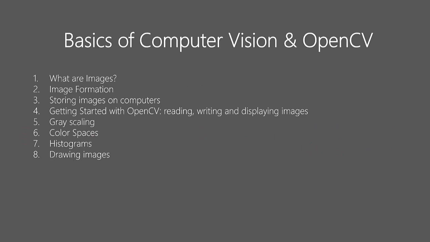Firstly, we're going to take a look at what exactly images are and how they are formed. After that, we're going to look at how images are stored on computers. Then after we complete that, we're going to get started with OpenCV and do some basic operations such as reading, writing, and displaying images, then performing grayscale operations, then taking a look at the different color spaces that we have available, and also representing images in histogram form and how you interpret that. And lastly, we're going to use OpenCV to draw some basic shapes and put text on images.